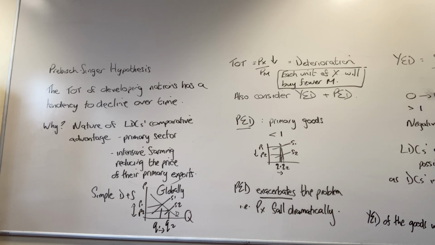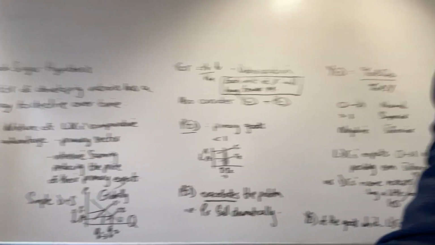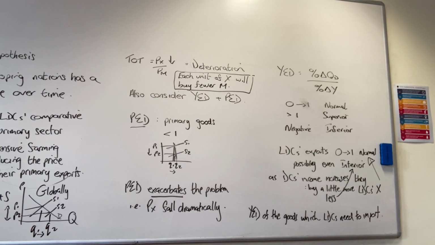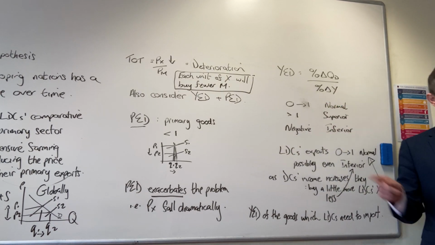But let's move on then to the YED. So YED being, JM? Income elasticity of demand. Now, I've written a few values there, JM, and I'm hoping that that's sort of revision for you, but do you know what I mean here?